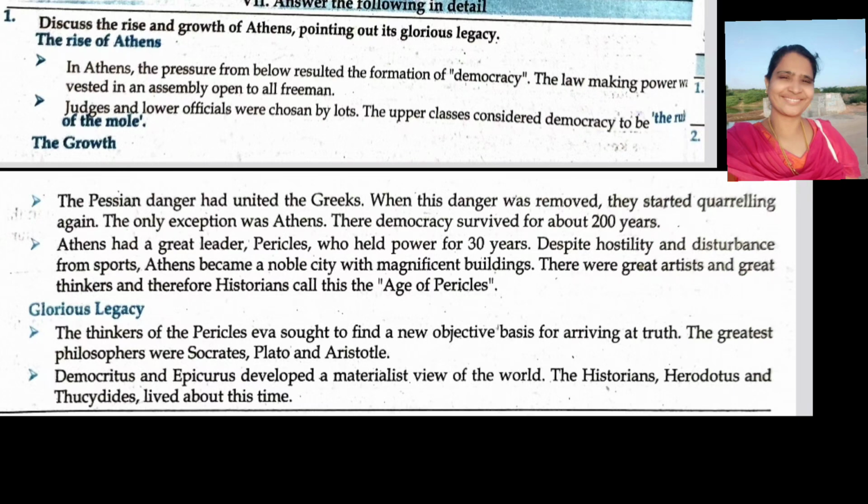Okay, next one is glorious legacy. The thinkers of Pericles' era sought to find a new objective basis for arriving at truth. The greatest philosophers were Socrates, Plato, and Aristotle. Democritus and Epicurus developed a materialistic view of the world. The historians Herodotus and Thucydides lived about this time.